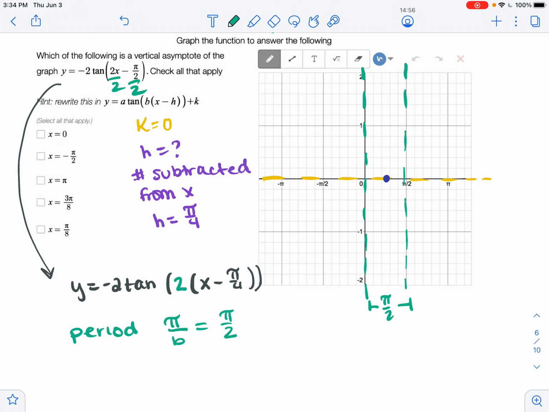So just by sketching not even a full cycle of this function, I can start seeing that I'm going to have a vertical asymptote at x equals 0 and x equals pi over 2, but that's not an answer choice, okay?